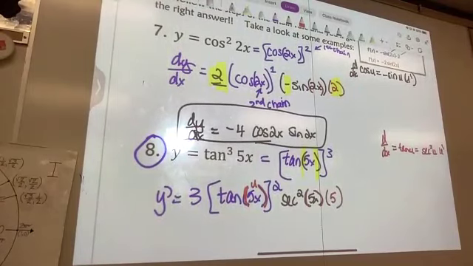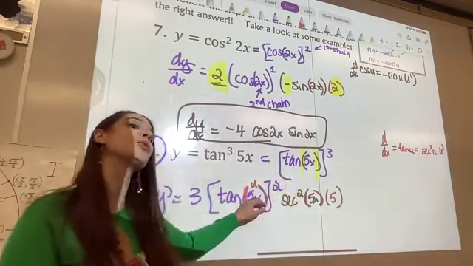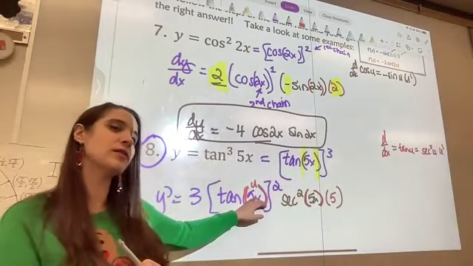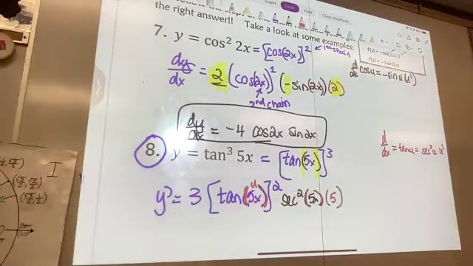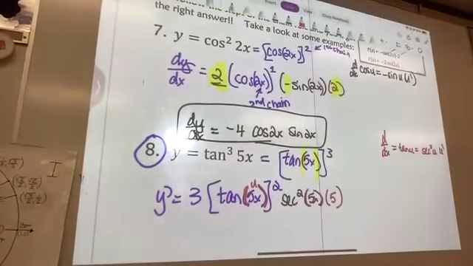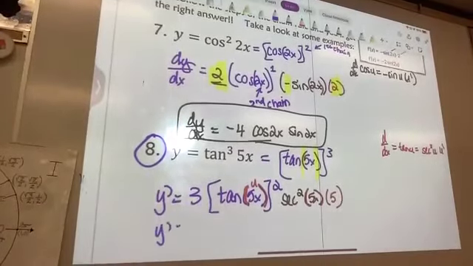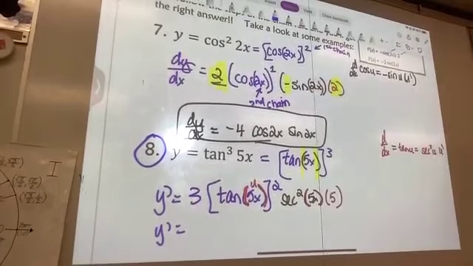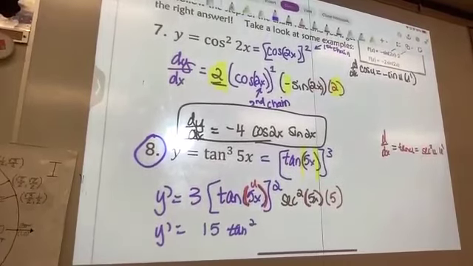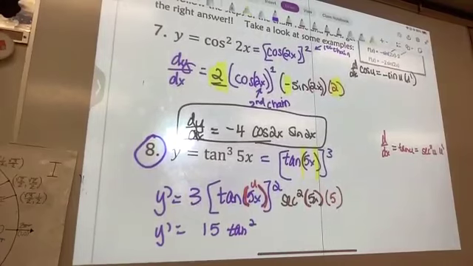To the second, does that need to go with this again as well? Like, it's tan 5x to the second, is this? Oh, that's a great question. I know exactly what you're thinking. No, because the secant squared happens to just be the derivative of tangent. Does that make sense? Okay, so your final answer here would be 15 tangent squared of 5x secant squared of 5x.